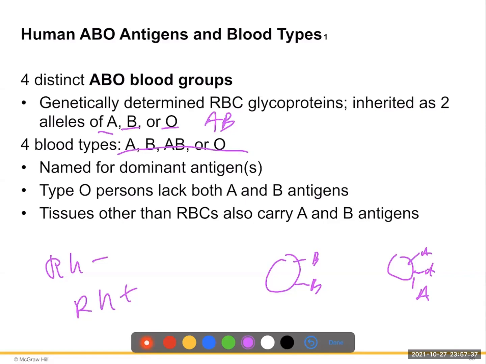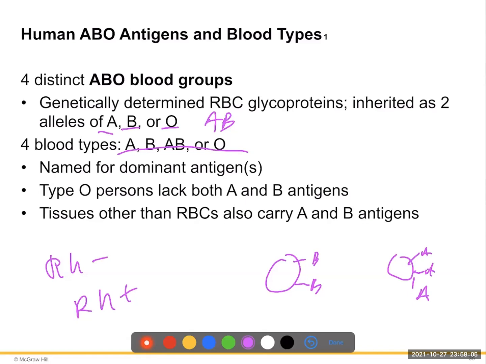Yes, and I get RhoGAM shots. Like I said, it doesn't occur with the first one, but they get the RhoGAM shots to prevent the reaction once the bloods are mixed. So that way the mother's prevented from developing the antibodies against the Rh factor. It's kind of like the allergies situation where you don't get that reaction until the second exposure. Right, exactly. It's exactly the same thing. Okay, thank you. You're welcome, no problem.